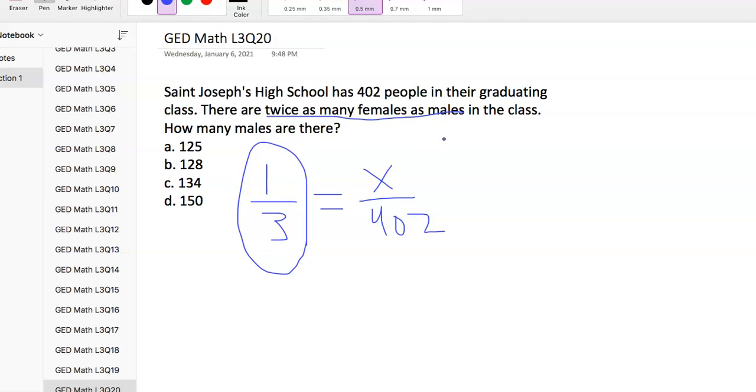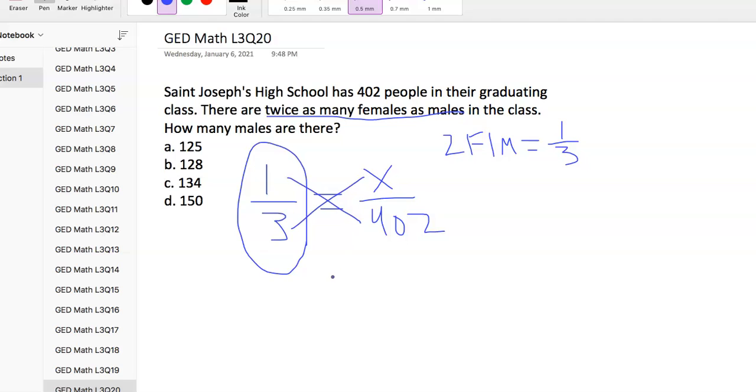Okay, so twice as many females as males, right? So 2 female, 1 male. If you have 2 females and 1 male, how many people do we have? 3, right? How many males do we have? 1. So that's why it's 1/3. Just thinking out what you're reading in math terms, right? That's all it is. So anyway, we have 1/3 equals X over 402.